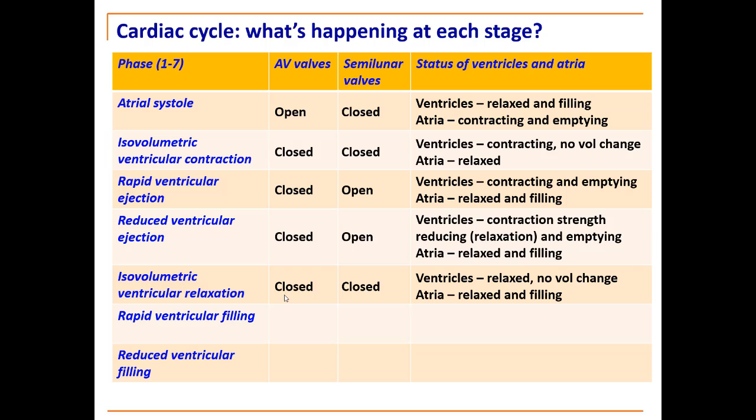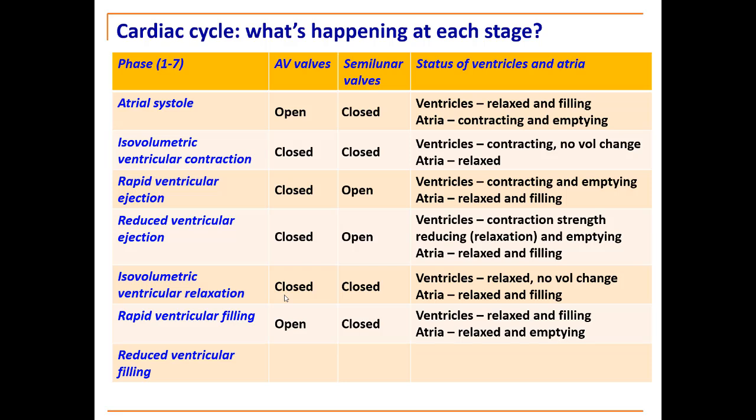We now have rapid ventricular filling. During rapid ventricular filling, of course, we now need to have the appropriate valves open. So the AV valves now need to open because the blood needs to get from the atria to the ventricles. So the mitral and tricuspid valves are open. And the semilunar valves are closed, obviously, because the ventricular pressure is low. At this point, the ventricles are relaxed and they are filling, and the atria are relaxed and they are emptying. So it's all about pressure changes, pressure gradients there.